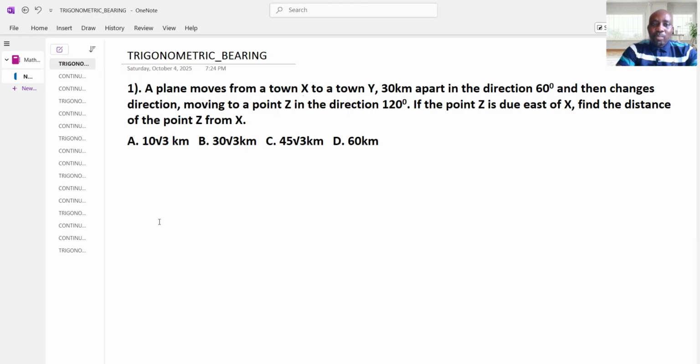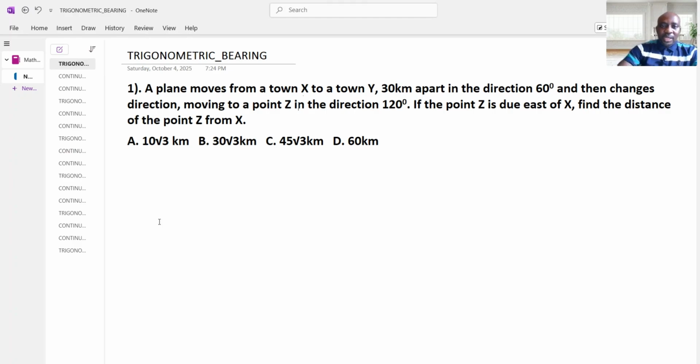A plane moves from a town X to a town Y, 30 kilometers apart, in the direction 60 degrees, and then changes direction, moving to a point Z in the direction of 120 degrees. If the point Z is due east of X, find the distance of the point Z from X.